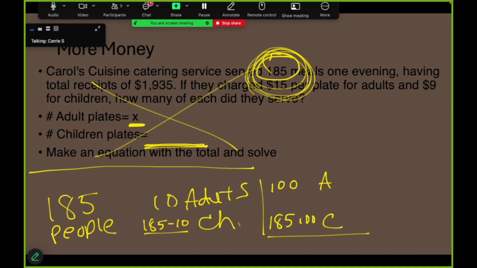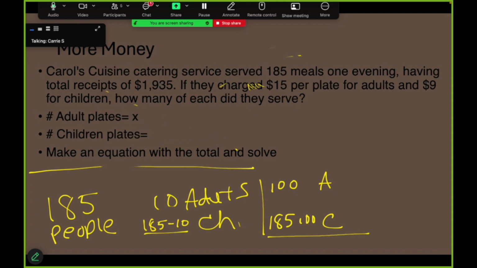Okay, so then let me get my eraser up here. Now, what if I have X number of adults? How many children will I have? You have 185 minus X. 185 minus X. You guys with me so far? I need you to start thinking like algebra.